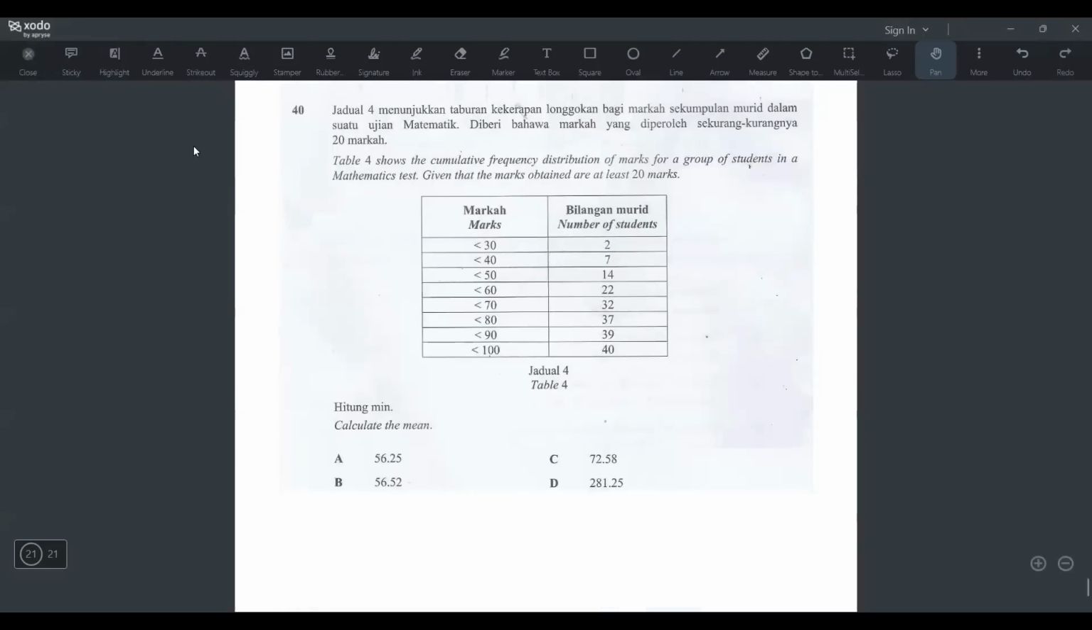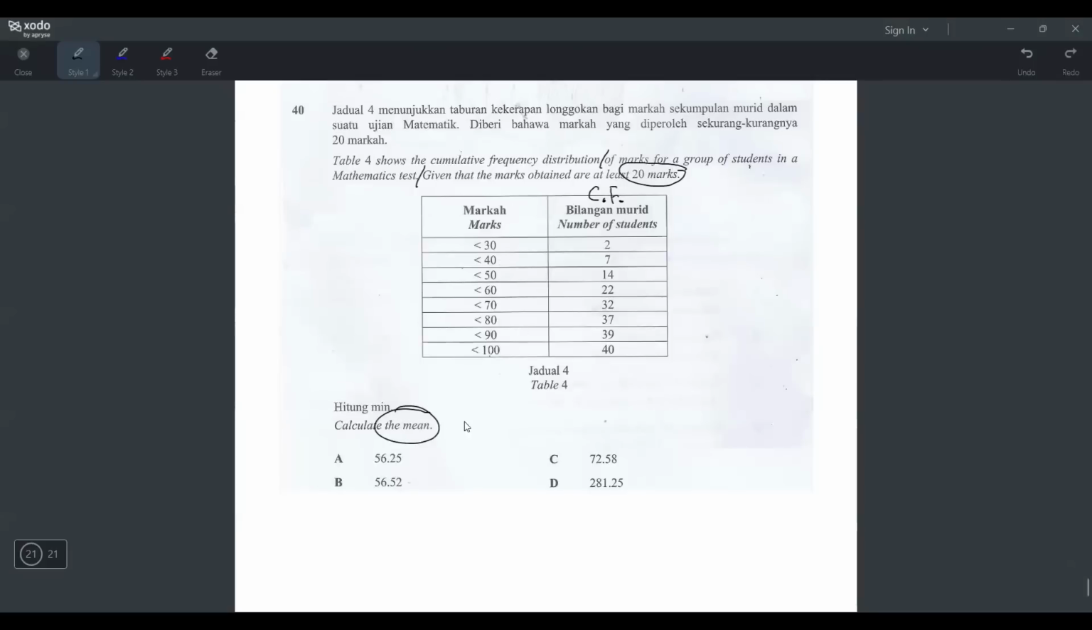Okay, finally we are at our last question, so let's finish it. Table 4 shows the cumulative frequency distribution of marks for a group of students in a mathematics test. So this is not frequency, it's the cumulative frequency, kekerapan longgokan. Given that the marks obtained are at least 20 marks, and then they give you the data here, and then calculate the mean.